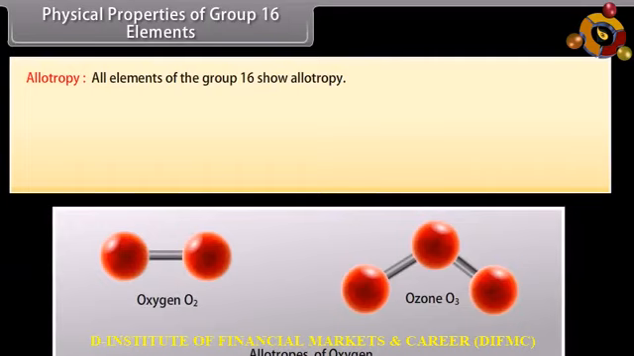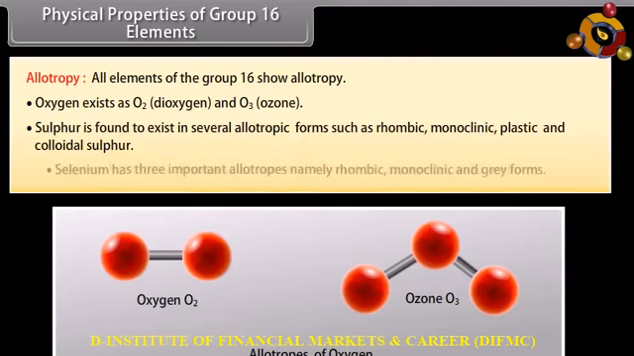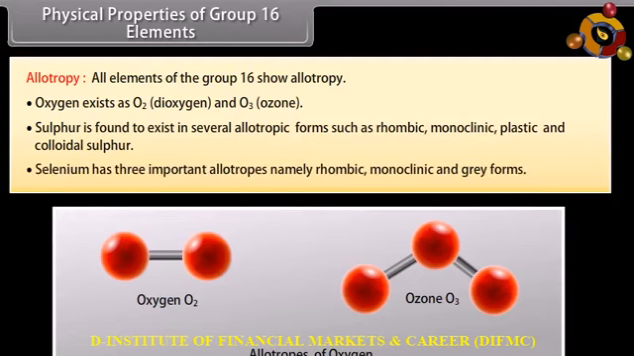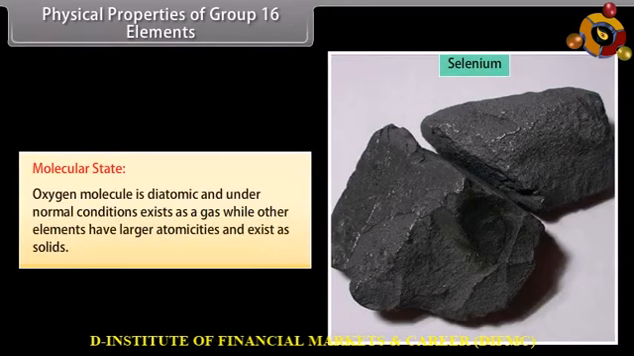Allotropy. All elements of group 16 show allotropy. Oxygen exists as O2 and O3. Sulfur is found to exist in several allotropic forms such as rhombic, monoclinic, plastic, and colloidal sulfur. Selenium has three important allotropes, namely rhombic, monoclinic, and gray forms. Molecular state. Oxygen molecule is diatomic and under normal conditions exists as a gas, while other elements have larger atomicities and exist as solids.